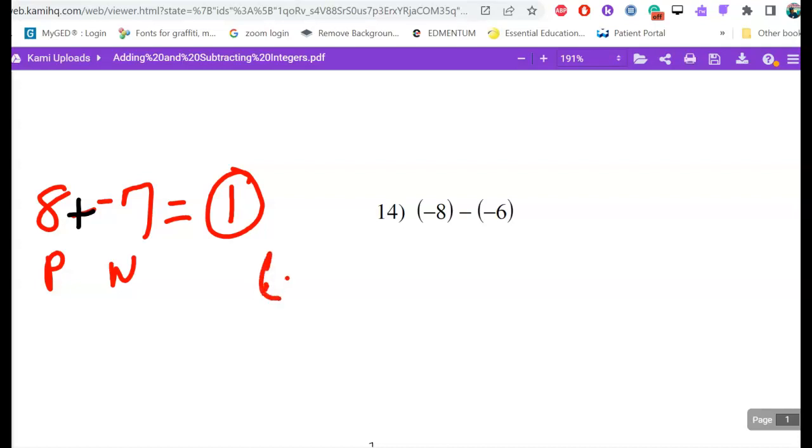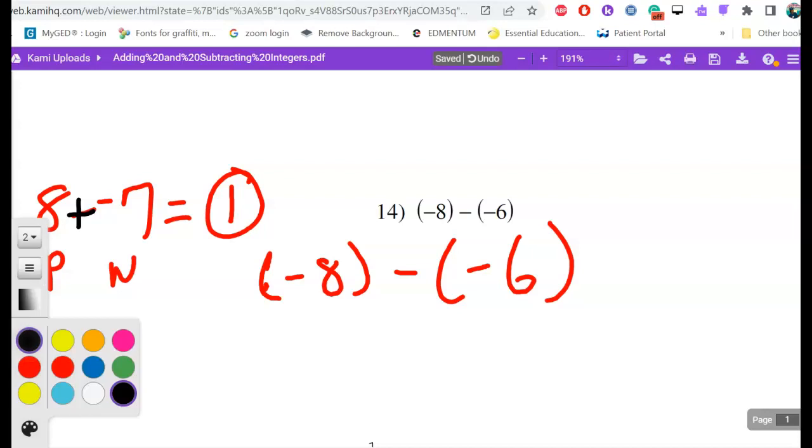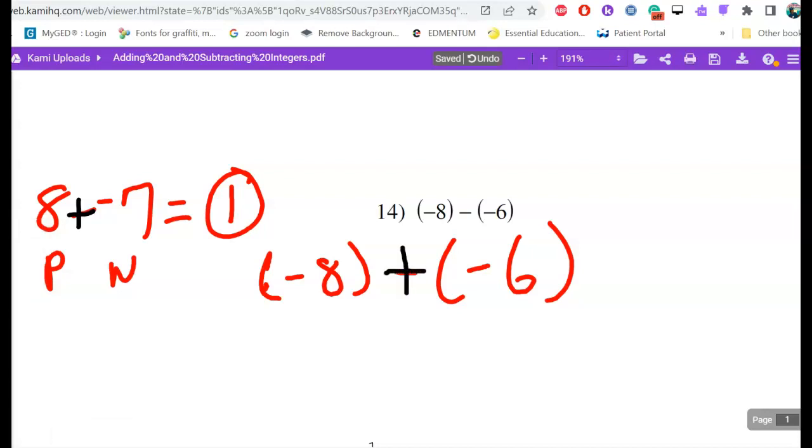Number 14, I have negative 8 minus negative 6. Here we go. All right. Step 1, change it to addition. Step 2, change the sign of the second number. That's a negative 6, the second number. If I change the sign, it becomes a positive 6. Step 3, follow the rules of addition. That means I have a negative plus a positive.